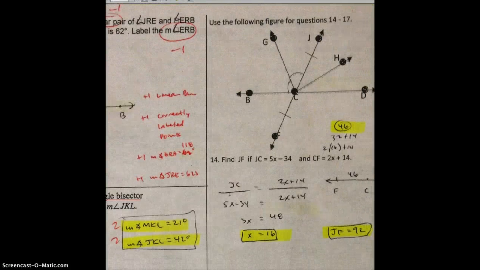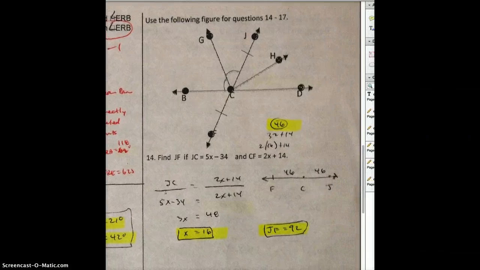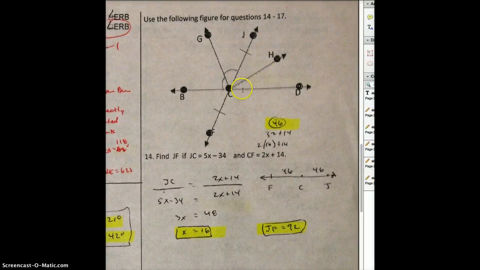Questions 14 to 17. I have this picture, find JF, so here's JF, it's a segment, and I have these hash marks there, which means that C is the midpoint, so these are congruent, so your equation is blank equals blank. It gives me JC, and its information, so I substitute it there, and CF, there it is. Because they're equal to each other, you could solve for the variable: x equals 16.